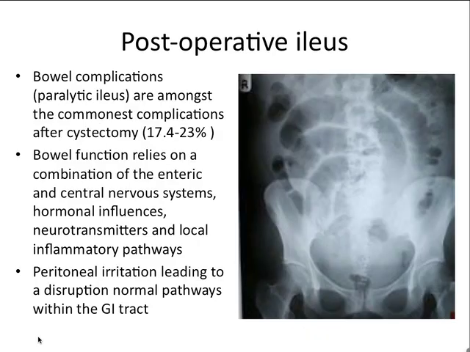So, moving on to post-operative ileus. Bowel complications after cystectomy, as you all know, are one of the commonest complications. Patients get distended, they have pain, nausea and vomiting. Now, normal bowel function relies on the enteric nervous system, central nervous system, hormonal influences and neurotransmitters. Ileus occurs because of peritoneal irritation interfering with those normal pathways.